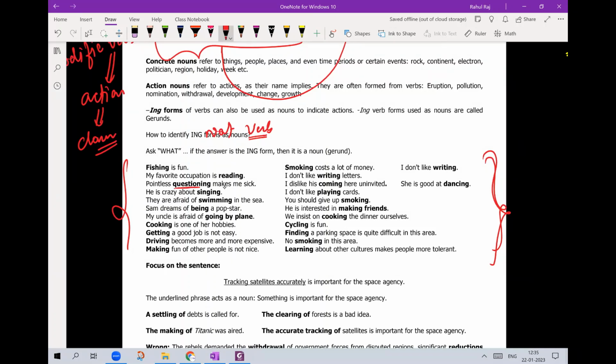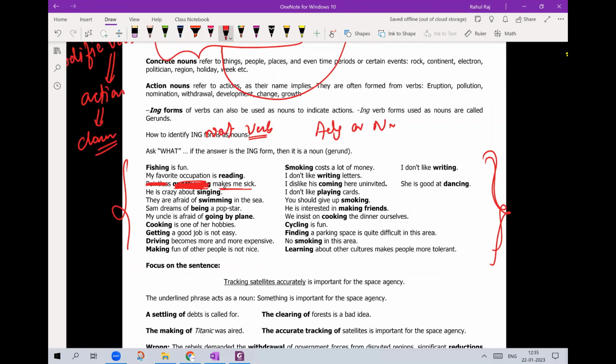Imagine: pointless questioning makes me sick. Now I can ask a question, what makes you sick? Pointless questioning. Pointless is nothing but an adjective for questioning. So questioning is a noun for sure. You can ask me what makes me sick? Questioning. So this is a noun. But it's always better to do a very basic check. I know that the ing form alone can never be a verb. So questioning is not a verb. If this is not a verb, this can either be an adjective or a noun. And if I remove this questioning, "makes me sick" makes no sense at all. So questioning is a noun.